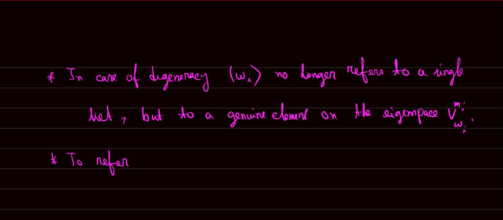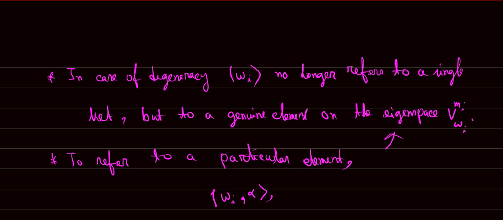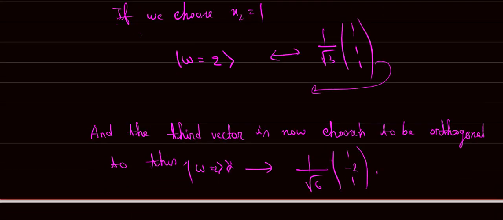If we want to single out a particular element, if we want to refer to a particular element, you will use the symbol like this, where alpha labels the ket within this eigenspace. So this was the degeneracy and eigenvalue problem of any operator.